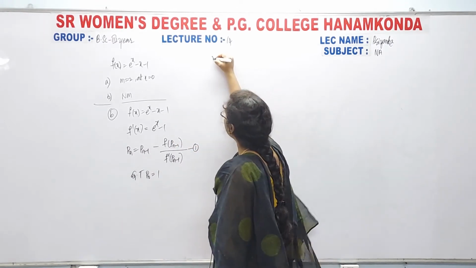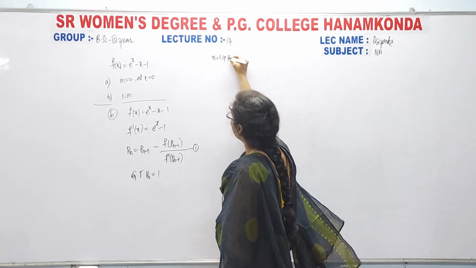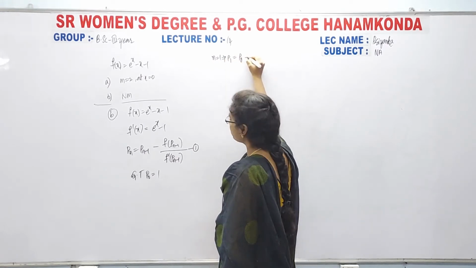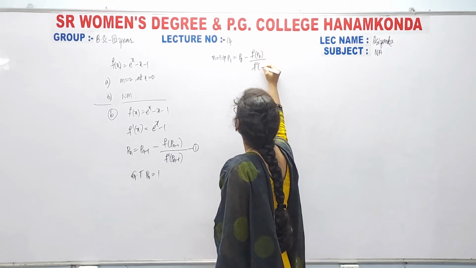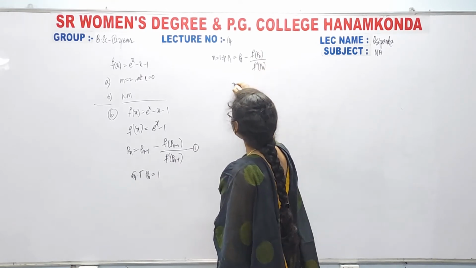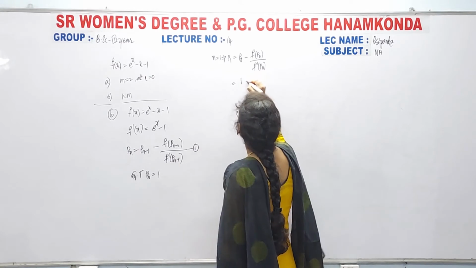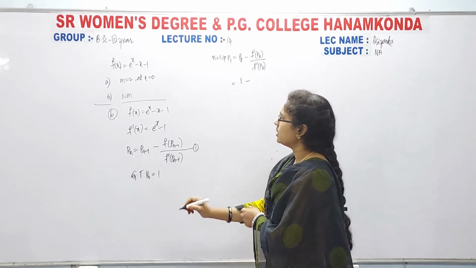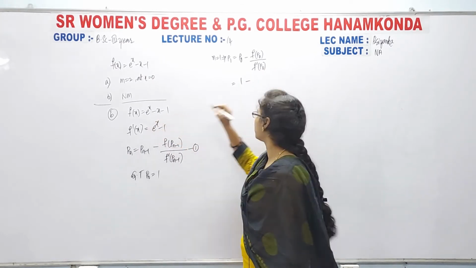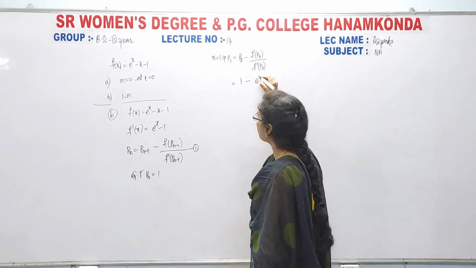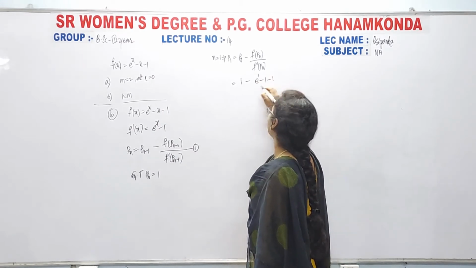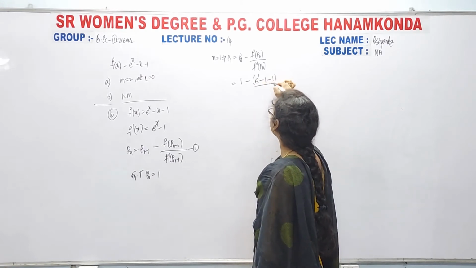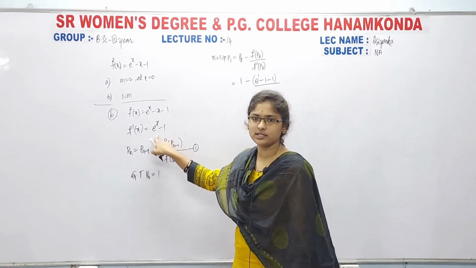So now for n equal to 1, then P1 equal to P naught minus f of P naught by f dash of P naught. Now P naught means 1 minus f of P naught. So here f of x is this one. So e power P naught means 1 minus 1 minus 1, whole divided by f dash of P naught, that means this one.